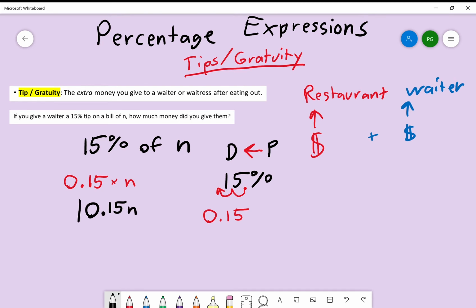You don't have to write the multiplication sign. When a variable and a number are touching each other, they're next to each other without any sign in between them, that's multiplication, always. So let's go ahead and let's do another example.